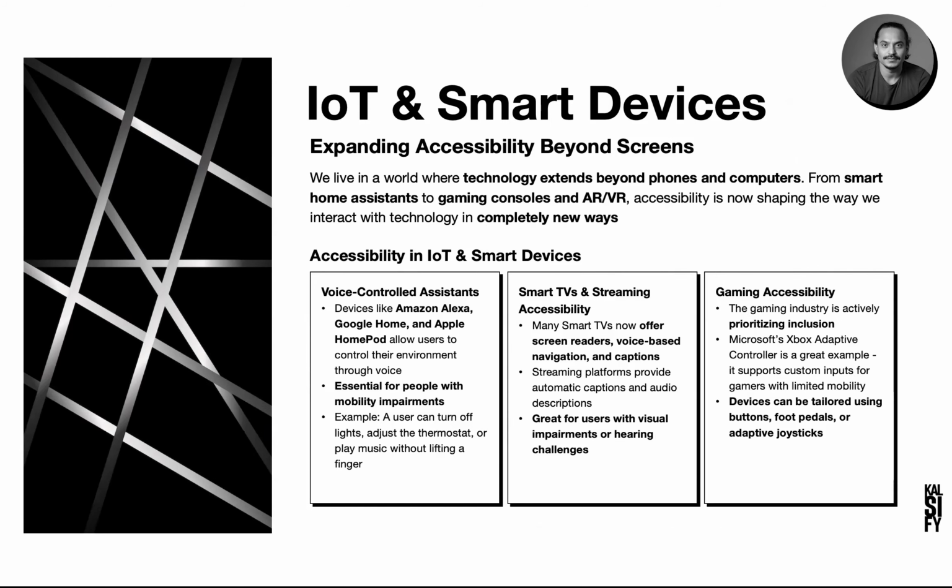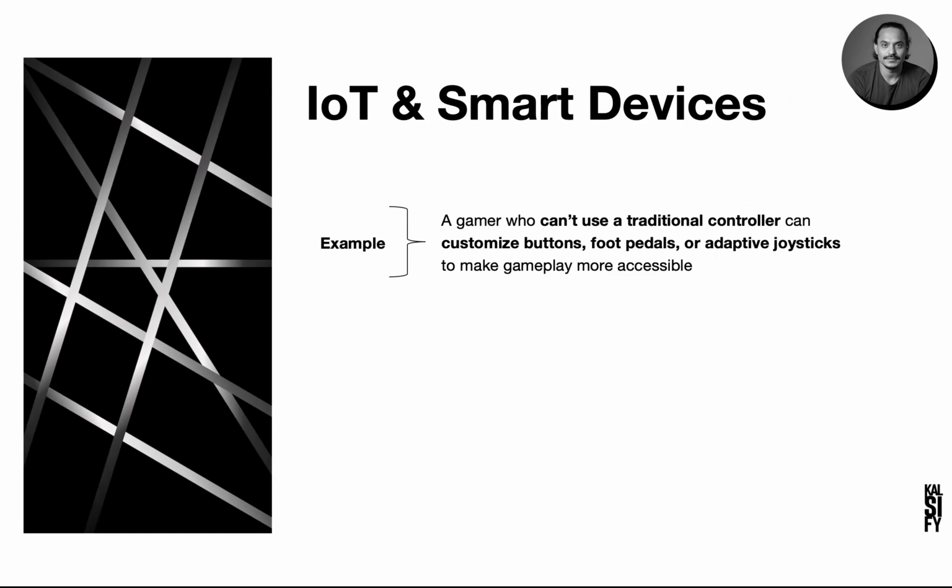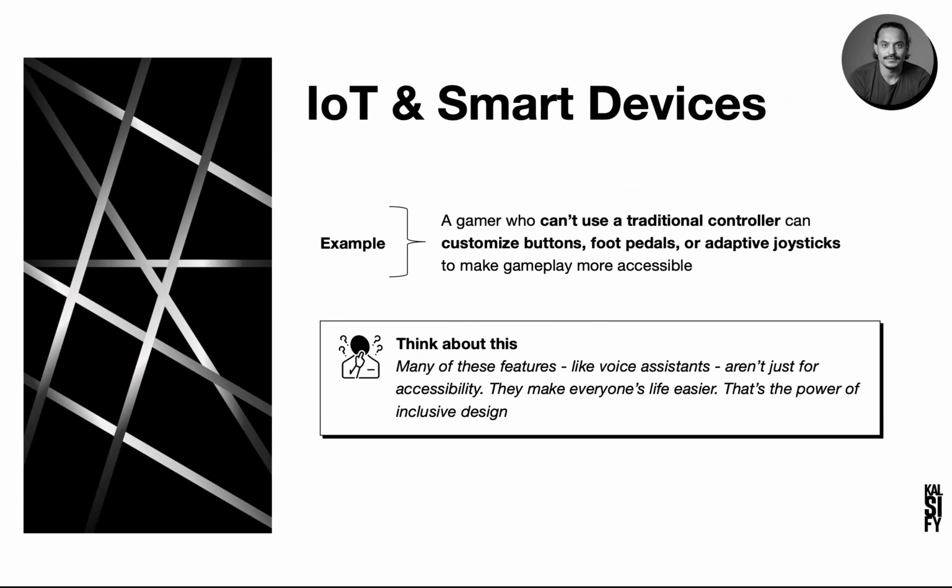Gaming accessibility. The gaming industry is making huge strides in accessibility, allowing more people to play regardless of their abilities. Microsoft's Xbox Adaptive Controller was designed for users with limited mobility, allowing them to customize their controls to fit their needs. A gamer who can't use a traditional controller can customize buttons, foot pedals, or adaptive joysticks to make gameplay more accessible. Think about this. Many of these features, like voice assistants, aren't just for accessibility, they make everyone's life easier. That's the power of inclusive design.